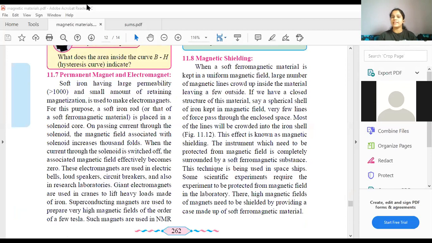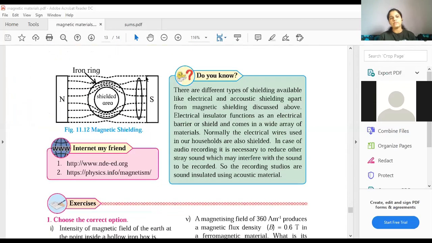Next topic is magnetic shielding. Now again, students, the magnetic shielding topic is very simple. We can just understand it by looking at this diagram. You can see there is a north and south pole, so there is an external strong magnetic field, moving from north to south. Here, students, you can see this loop, this structure that is there. It is an iron ring.